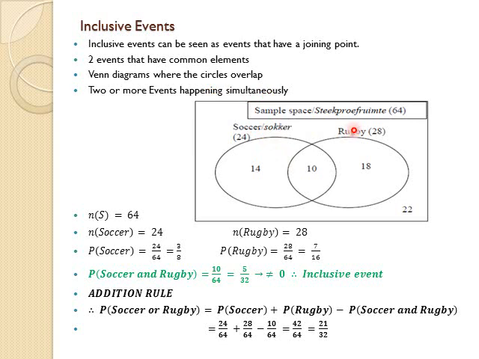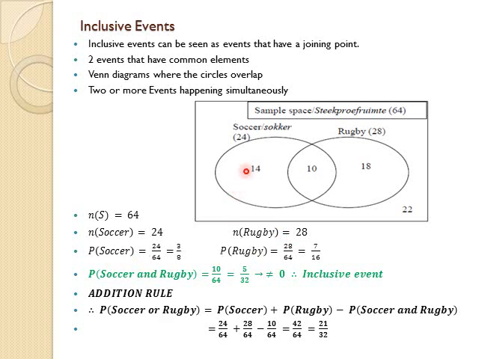So they have soccer and rugby. They overlap there at 10. So that there is inclusive events. So my sample space here, if I say 14 plus 10 plus 18 plus 22, it gives me 64. Number that plays soccer, 14 plus 10, which gives me 24. Number that plays rugby, 10 plus 18, which gives me 28.